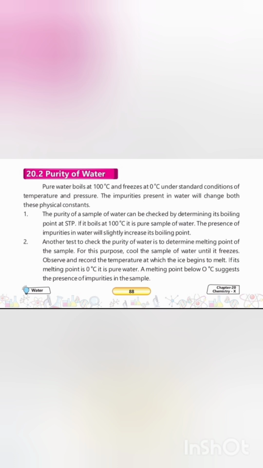Importance is that these exact values, 100 degrees and 0 degrees, change at high altitude or under lower atmospheric pressures. These are the basic standard values at normal atmospheric pressure, but if we alter the environment or atmospheric pressure, or go to lower or higher altitude, they will change naturally.